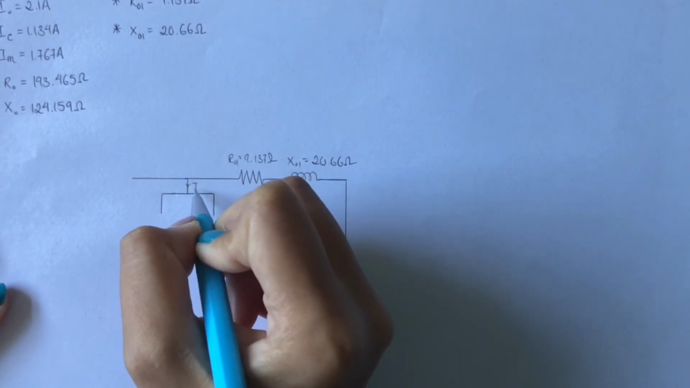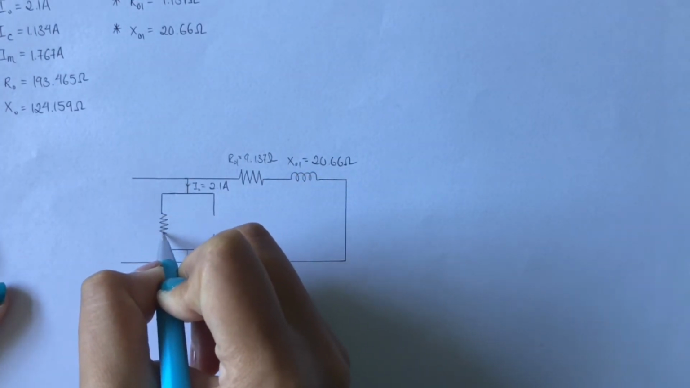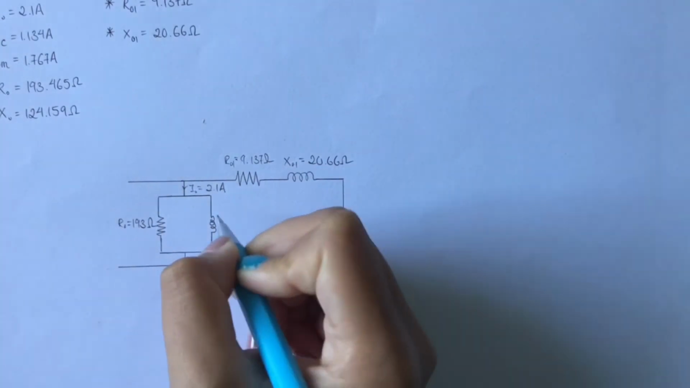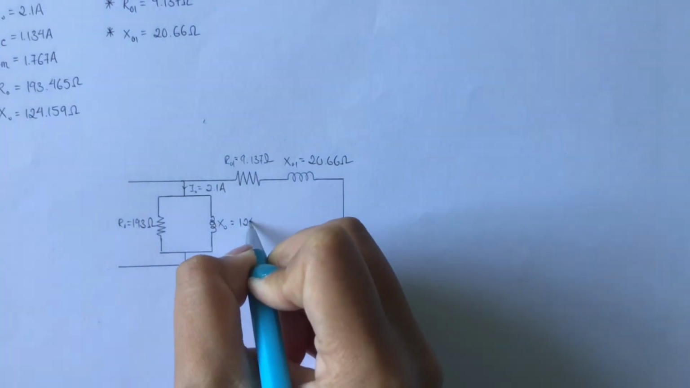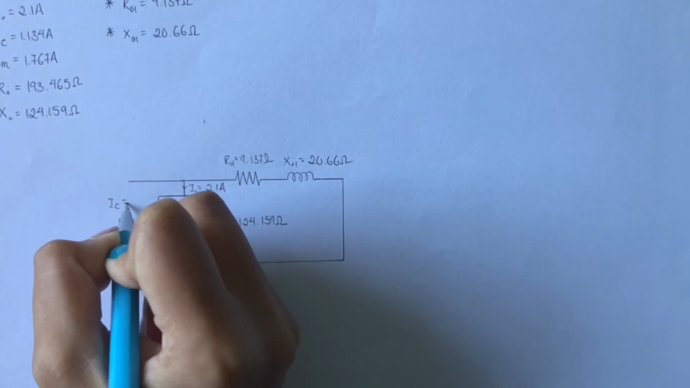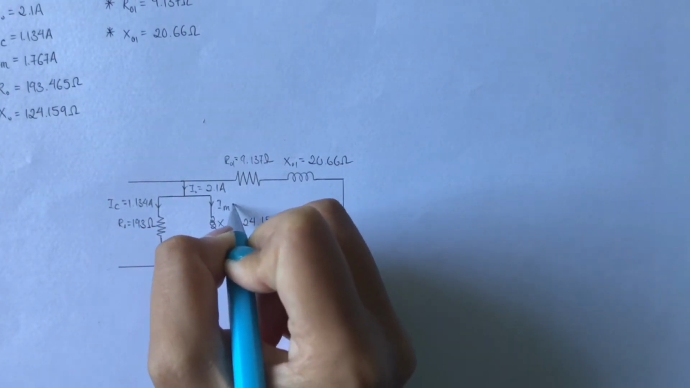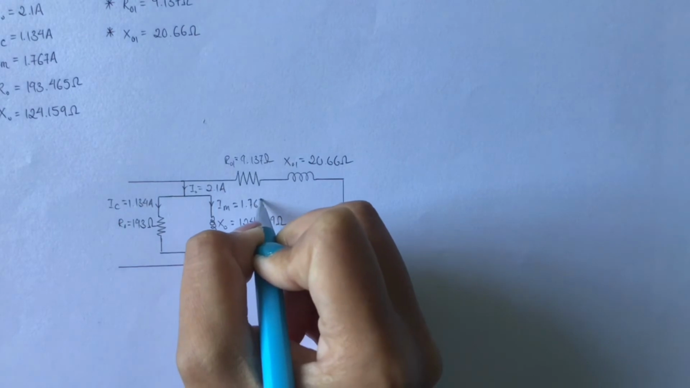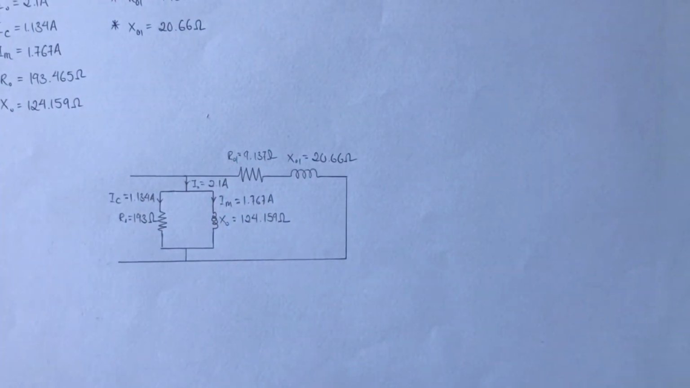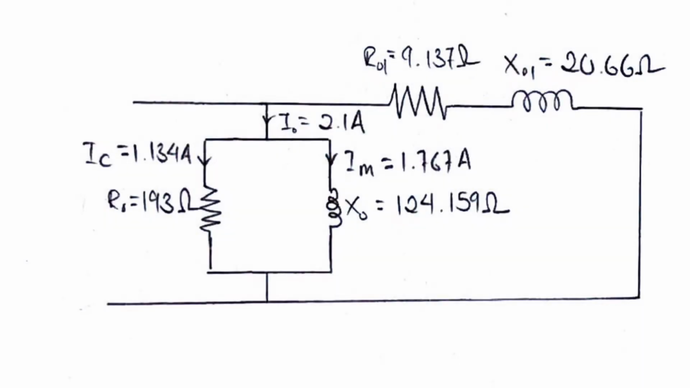The no-load current we got from the no-load test is 2.1 ampere. The resistance value is 193 ohm and the reactance value is 124.159 ohm. The resistor and the inductor are connected in parallel to each other. The no-load current gets divided in the parallel connection, with the active current flowing across the resistor and the magnetizing current flowing across the reactance. This is our equivalent circuit.